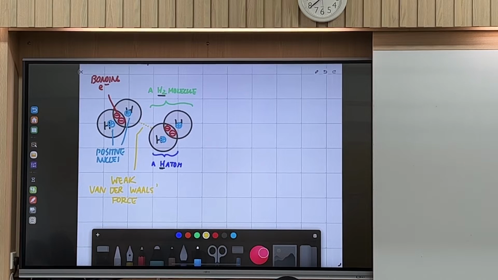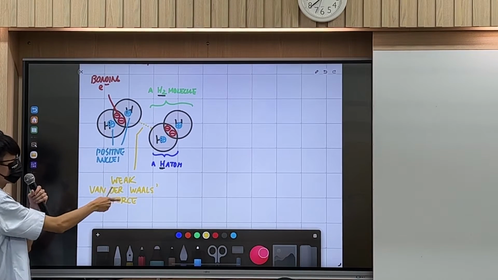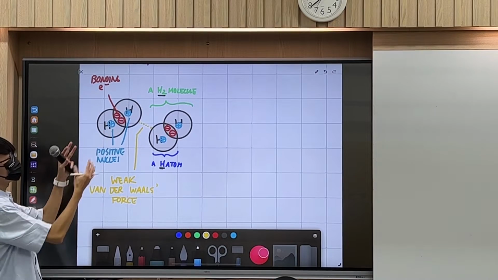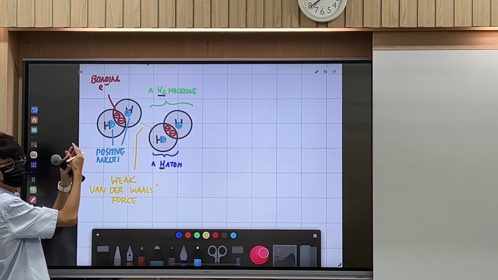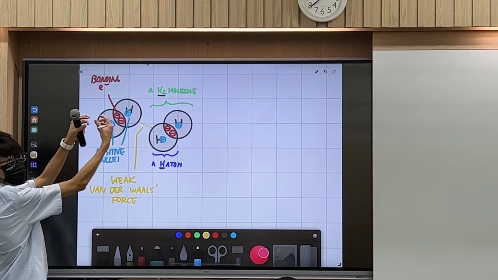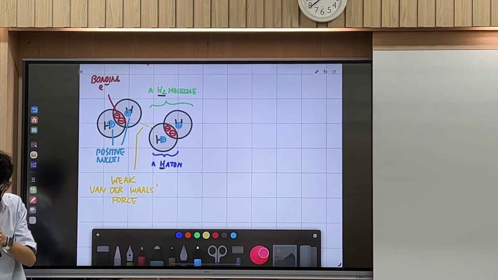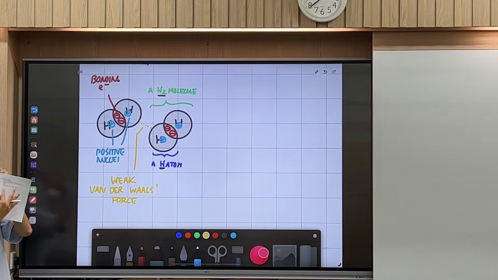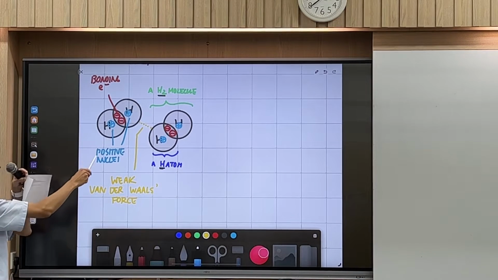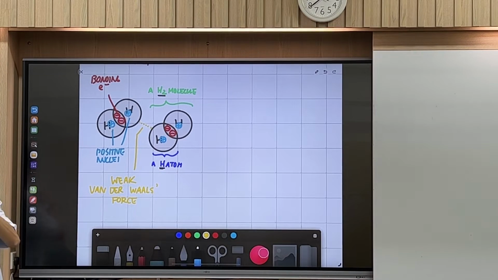These molecules are attracted to one another by these very weak forces, which is why it's very easy to separate them. It doesn't take much effort to separate these two H2 molecules. And as a result of that, as you'll see later in the notes, we'll go through each and every one of the structures, don't worry. They have very low melting and boiling points.